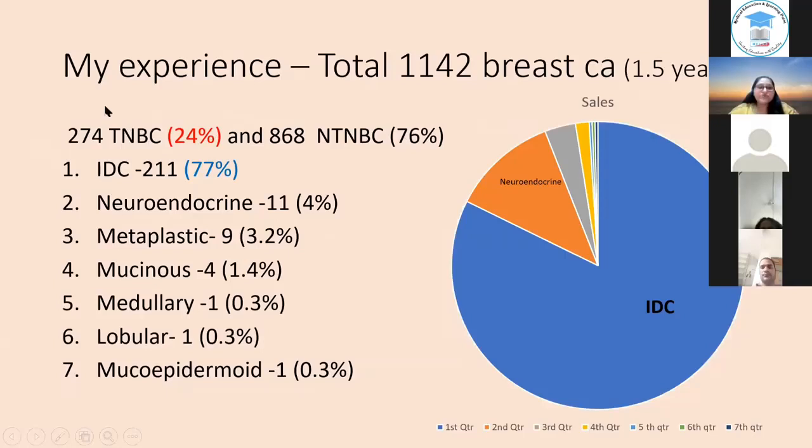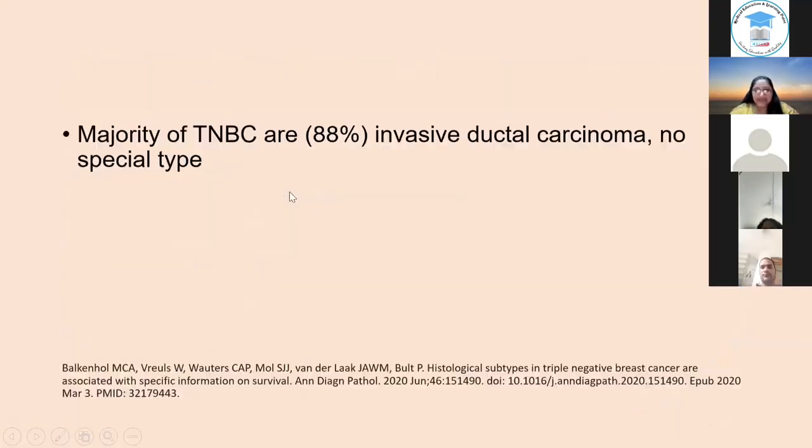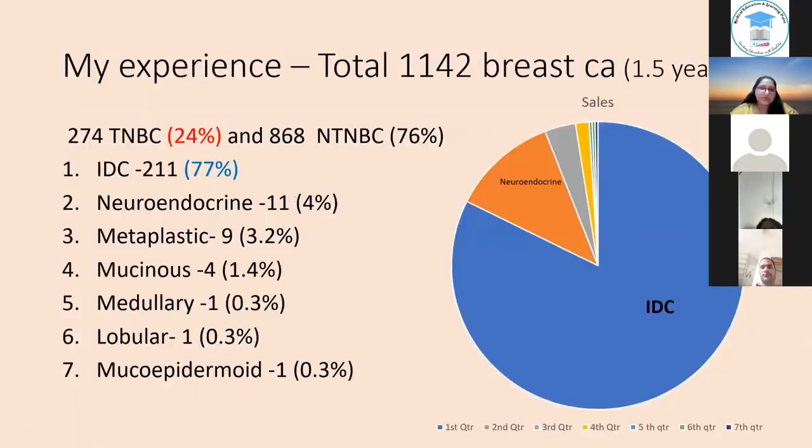Out of these 274 TNBCs, I found that IDC corresponded to 211 cases, which is 77%, as compared to 88%. So this also varies a bit. The second most common was neuroendocrine, at 4%. The third most common was metaplastic carcinoma, and SCC was in that. Mucinous carcinomas were a very small percentage. Then there were medullary carcinoma, lobular and mucoepidermoid carcinomas.